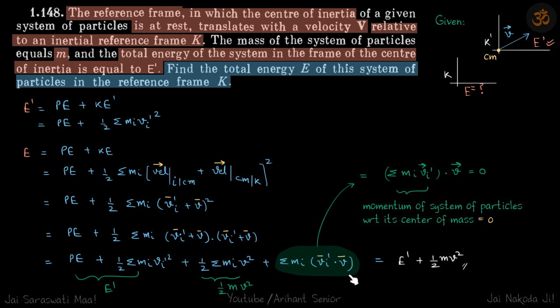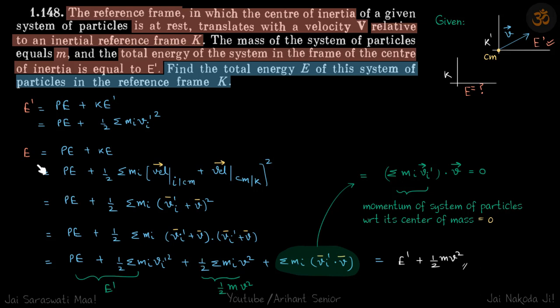Again, V vector is constant. So we'll take the Mi Vi dash separately for each, and the dot V vector is common for all those particles, so we can write this as this. Now this part, sigma Mi Vi dash, is the momentum of the system of particles with respect to its center of mass, and that we know is 0, which means this whole term is 0. So what we are left with is only these two terms.